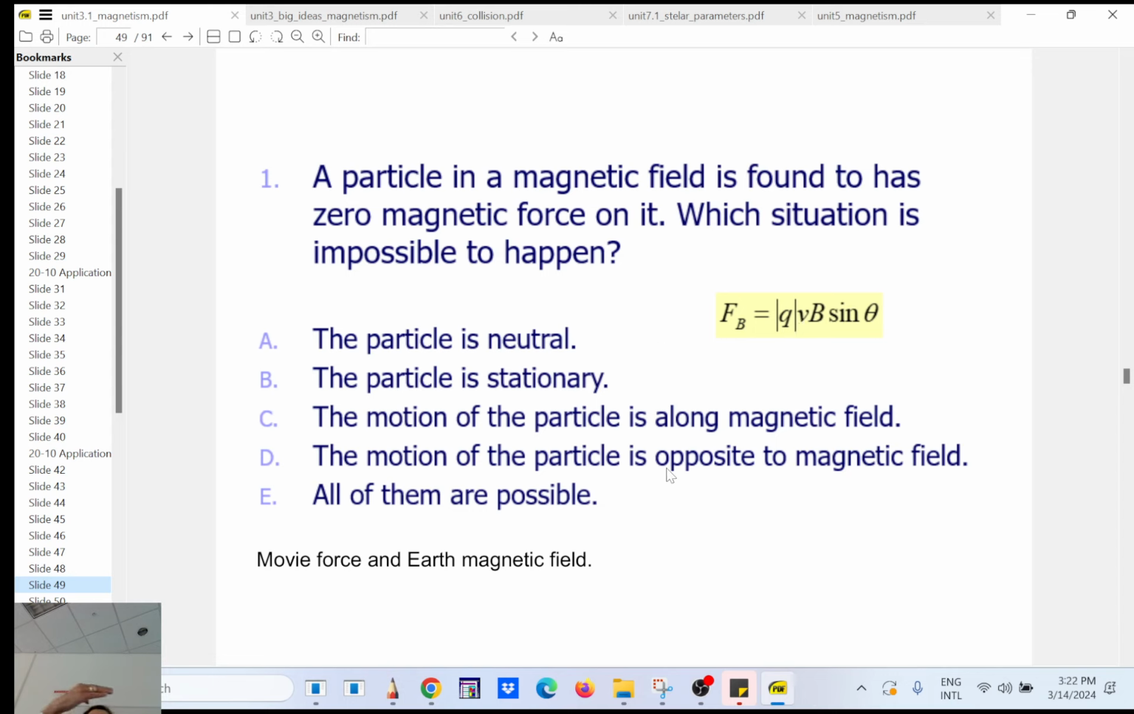If the particle is moving along the magnetic field, so if they are both parallel, so the angle is 0, can you have a magnetic force? No. Do you see all the questions I can have for test 3? Conceptual questions, they are very cool. If they are anti-parallel, so if the magnetic field is going this way and the particle is moving that way, can you have a magnetic force? No, because sine 180 is 0. So that means all of them are possible.